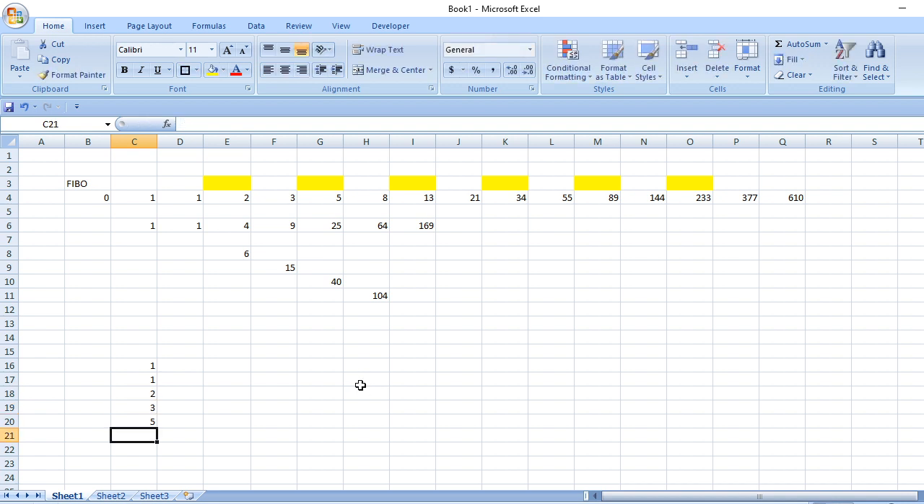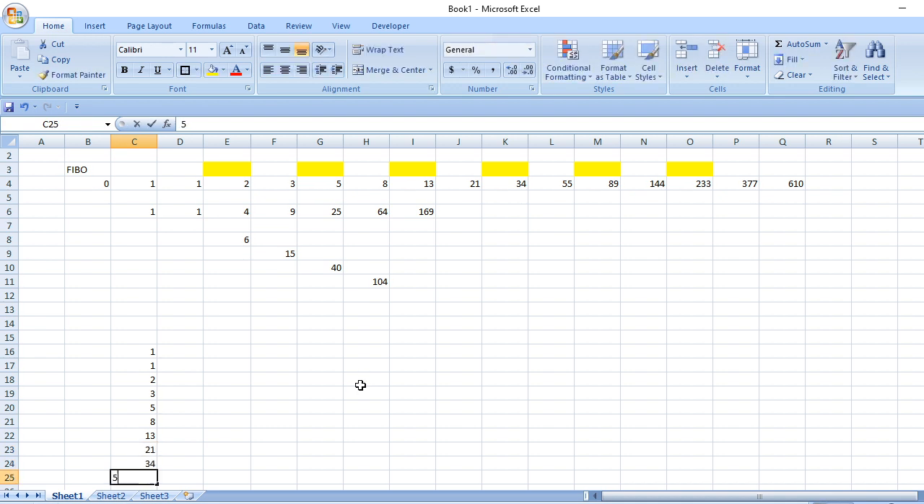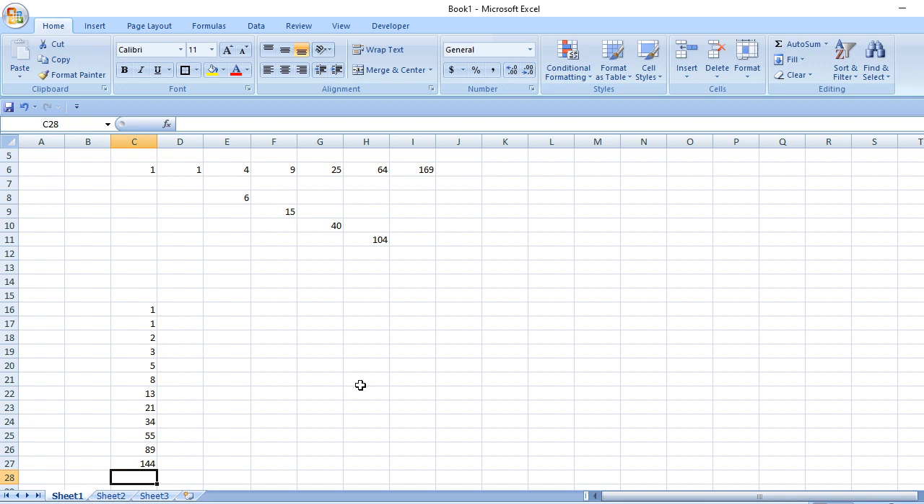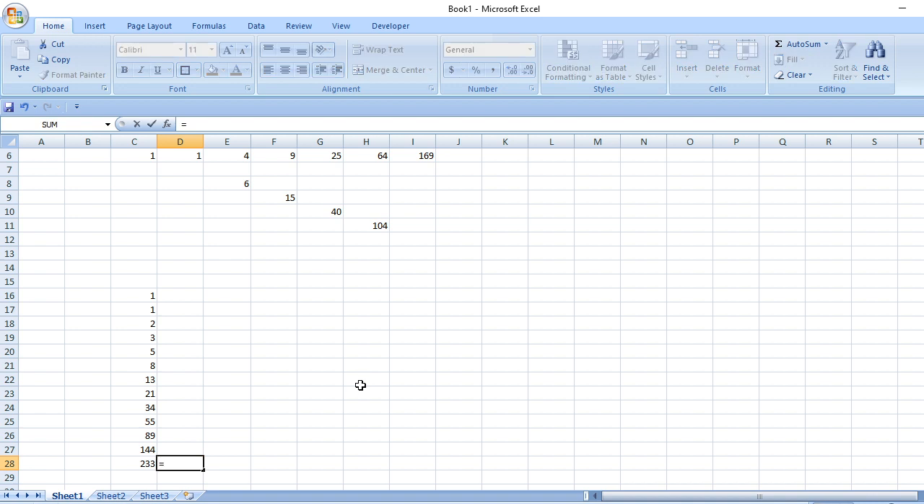1, 1, 2, 3, 5, 8, 13, 21, 34, 55, 89, 144, and so on, 233, and so on. Okay, now let's suppose I divide this 144 by 233, I receive a value which is nothing but 0.618.